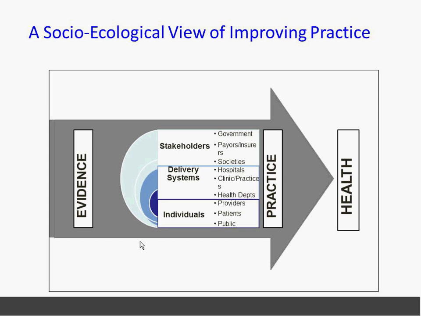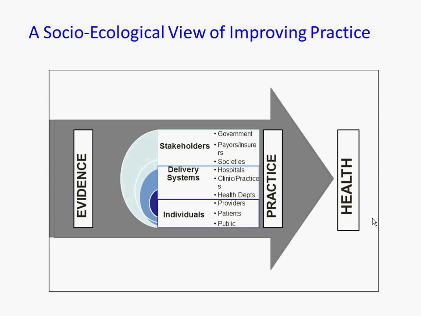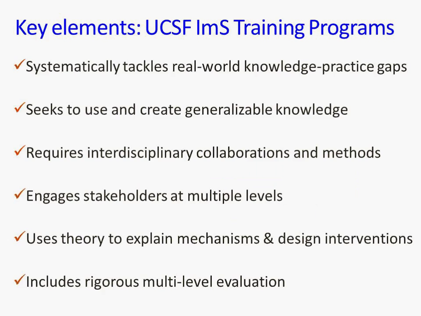Each one of the blue arrows implies an iterative relationship between and amongst the different groups. So stakeholders and delivery systems engage with each other and create their own forms of information and evidence. Individuals and delivery systems similarly engage and create their own forms of evidence. The iterative nature of that means that evidence comes out of that engagement process into something that is current practice. Ideally, we are moving evidence into those systems and environments in ways that develop or implement best practices so that population health is improved. So that's one way of looking at that.